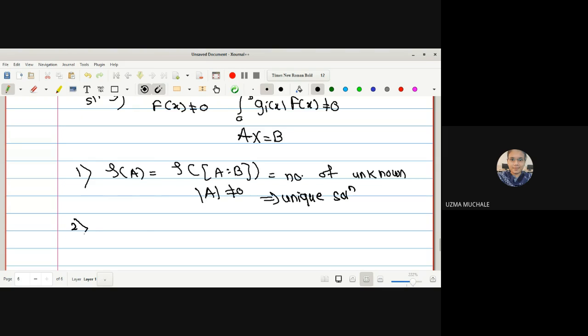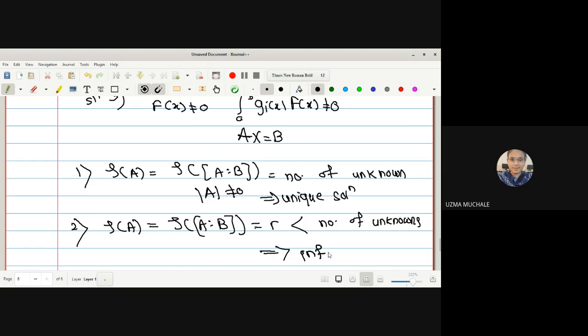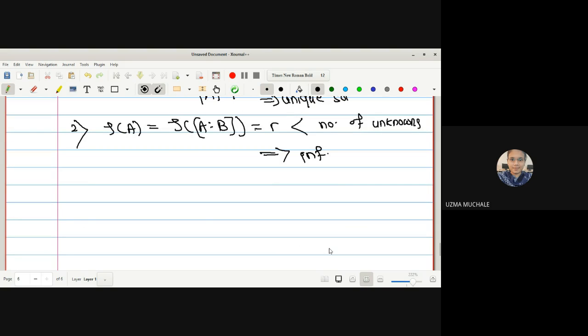Okay, let me go for the second case. What is the second case? When the rank of matrix A is equal to the rank of matrix B, that is, the augmented matrix AB, but it is equal to some r which is less than the number of unknowns. And in this case, we get infinitely many solutions, since single equation in more than one variable, single equation in two variables, single equation in three variables. In that case, we get infinitely many solutions.